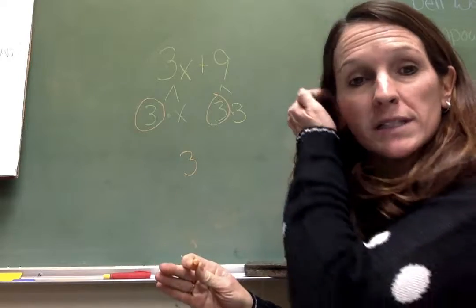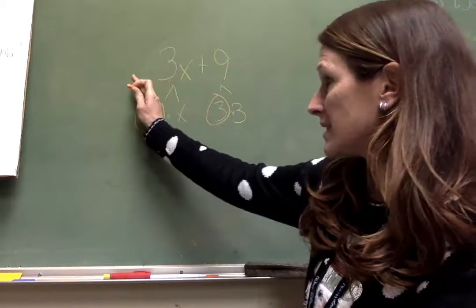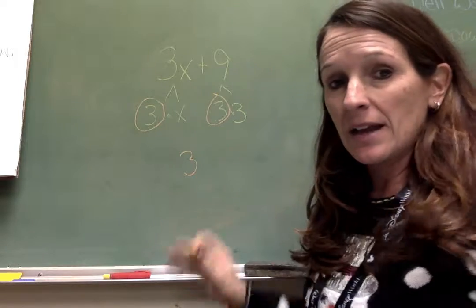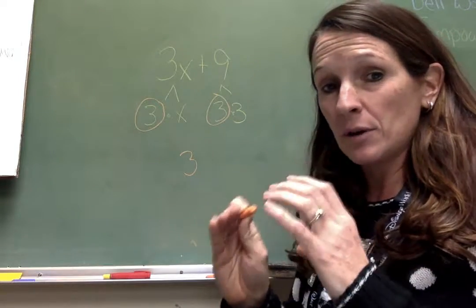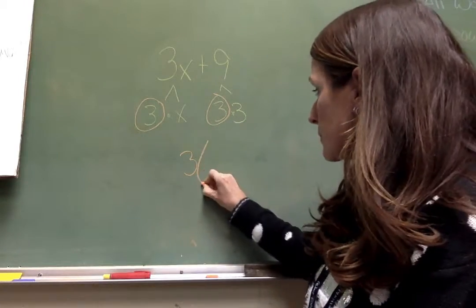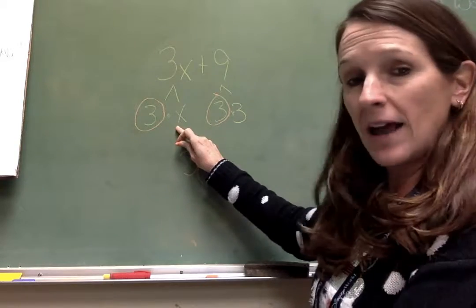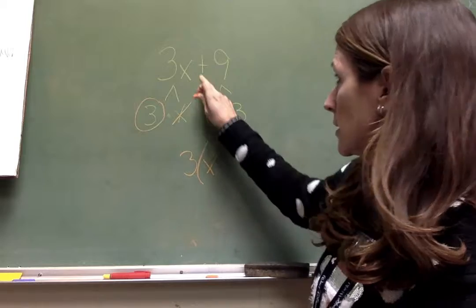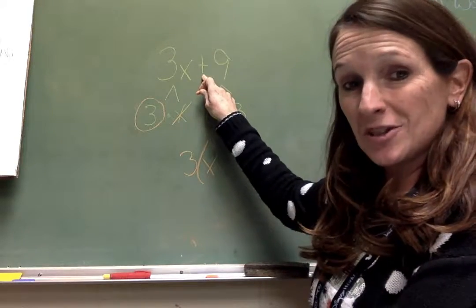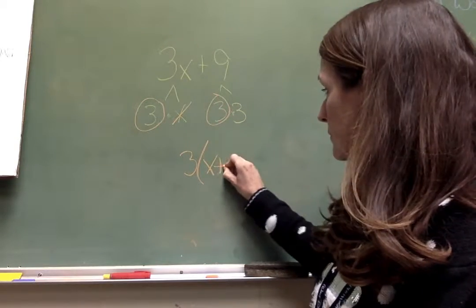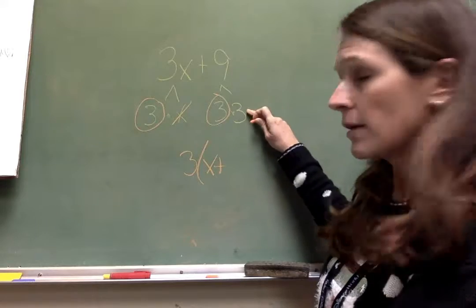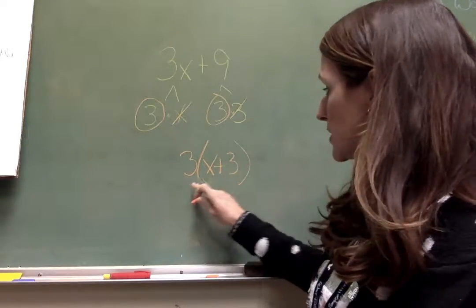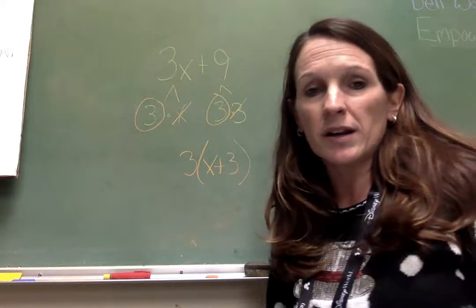Now, I'm going to look at what's left on this side of the plus sign, and I'm going to bring it down and put it inside the parentheses. So, over here, I have an x left. My original operation was addition, so I'm going to add. And over here, I have a 3 left. So this is factored 3 times the quantity of x plus 3.